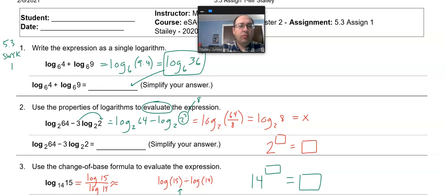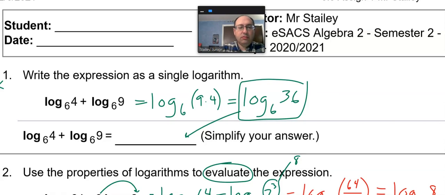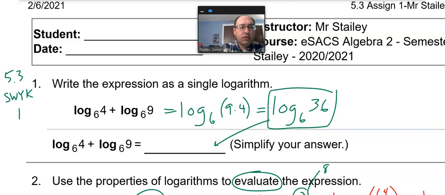Okay, we're writing things as single logs. Obviously, things are going to change as we go or be more difficult, but some things are still easy. So I see the addition, and I know, sorry, we're in section 3, Quick Check number 1 here. We see the addition, so we know we can multiply the 9 and the 4 and get 36.